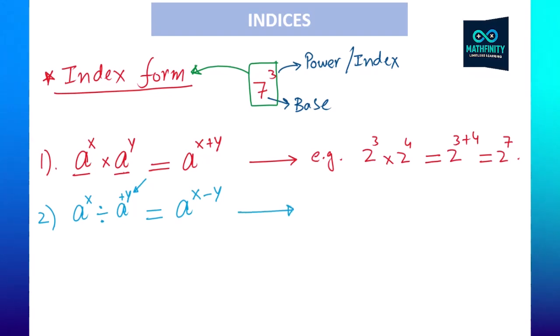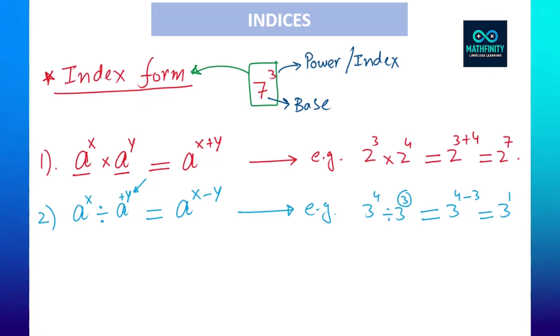For example, 3 raised to power 4 divided by 3 raised to power 3. Okay, bases are the same. As I told you, you have to change the sign of this one, so you write 4 minus 3. What will be the final answer? 3 raised to power 1.